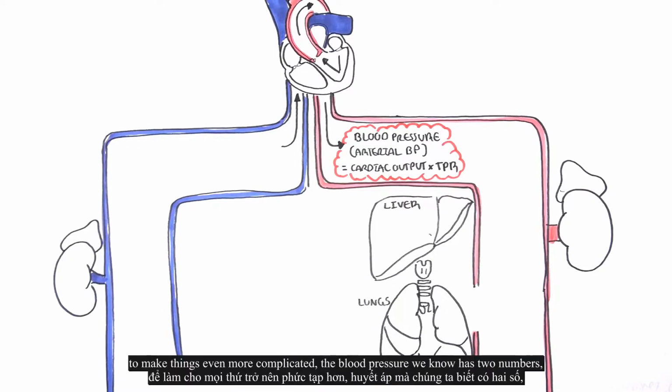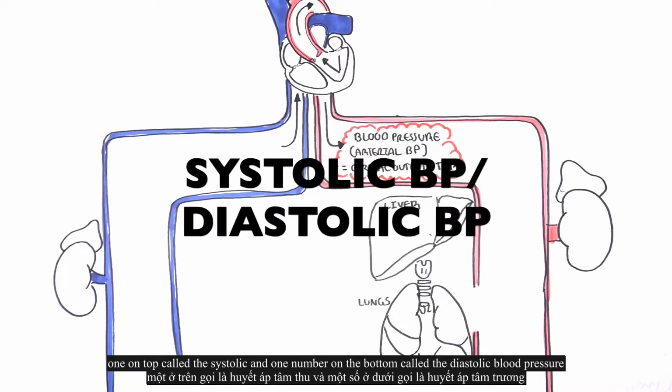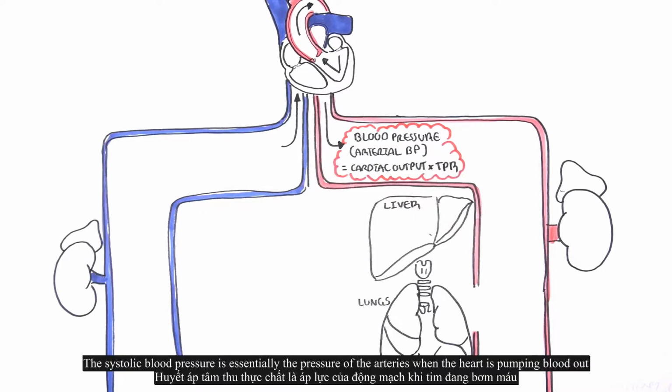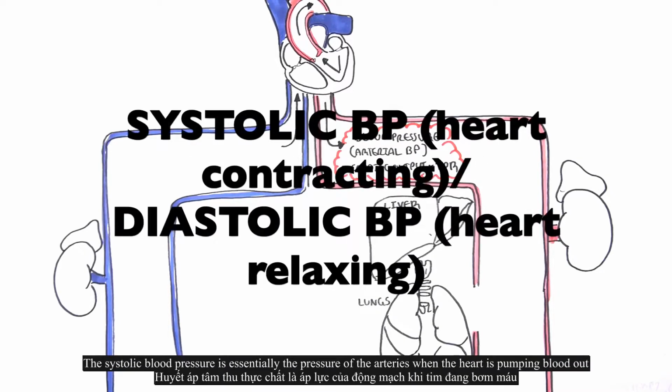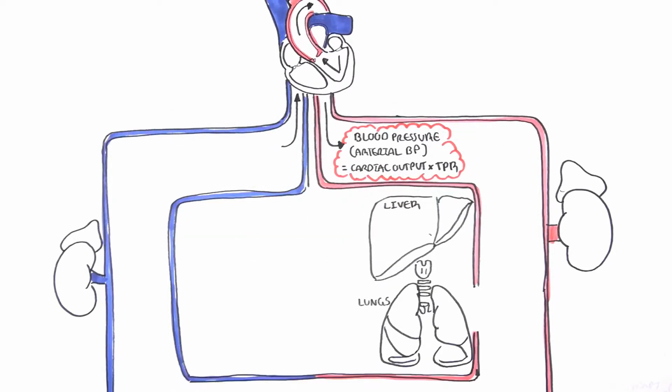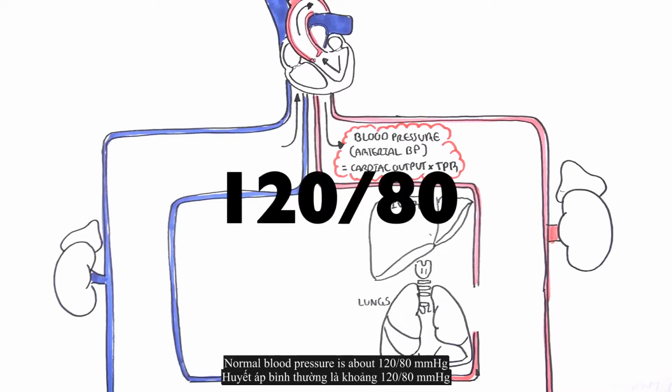To make things even more complicated, the blood pressure has two numbers, one on top called the systolic and one number on the bottom called the diastolic blood pressure. The systolic blood pressure is essentially the pressure of the arteries when the heart is pumping blood out. And the diastolic blood pressure is the pressure in the arteries when the heart is filling back with blood. Normal blood pressure is about 120/80.